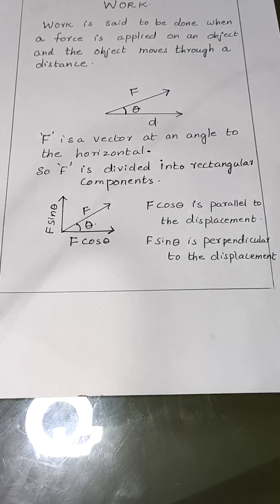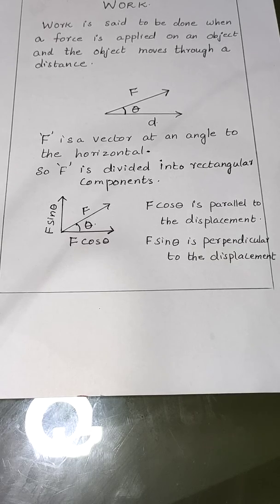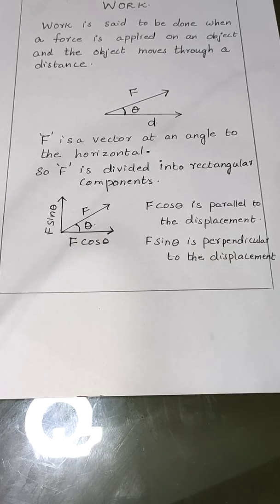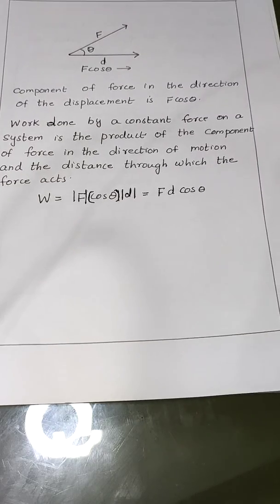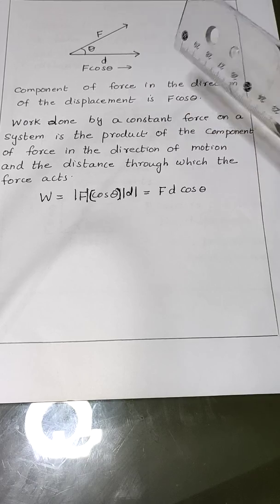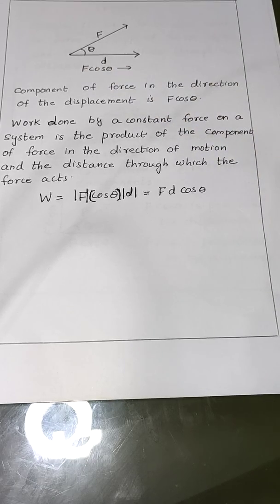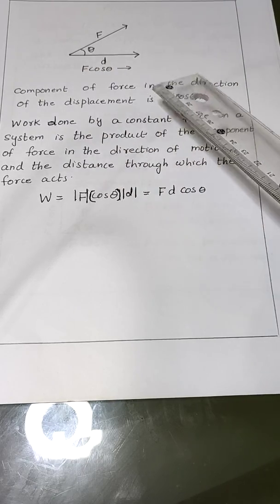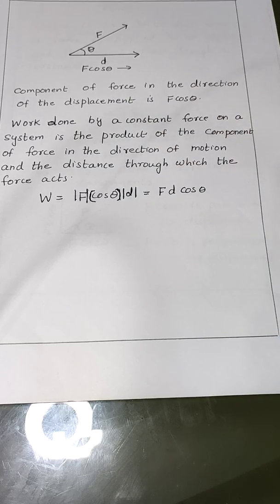So we can see that a component of force is parallel to the displacement and another component of force is perpendicular to the displacement. Now F cos theta is parallel to the displacement. So the component of force in the direction of the displacement is F cos theta.